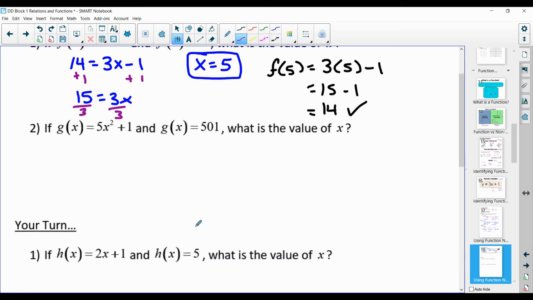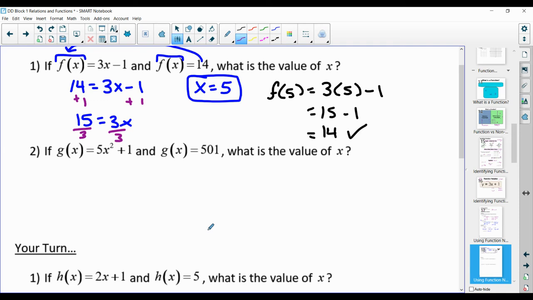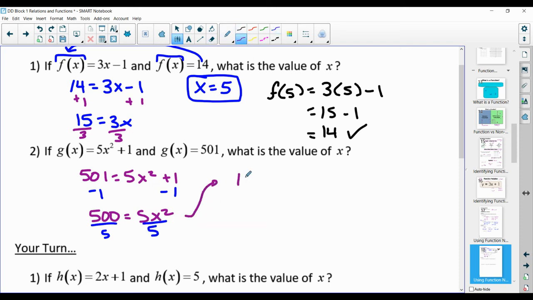Next one, we have g of x equals 5x squared plus 1, and g of x equals 501. So we're going to have 501 equals 5x squared plus 1. We're going to subtract 1 from both sides. Gives us 500 equals 5x squared. Divide by 5. And that gives us 100 equals x squared. We're going to square root both sides.